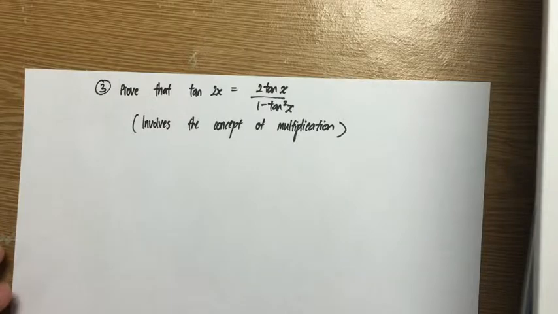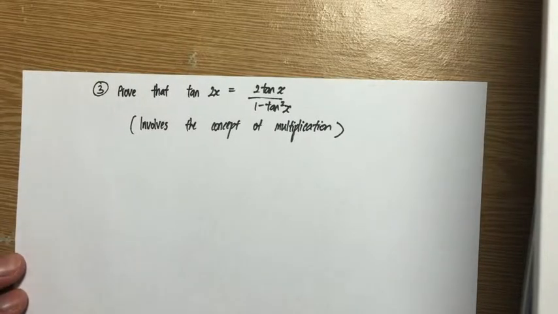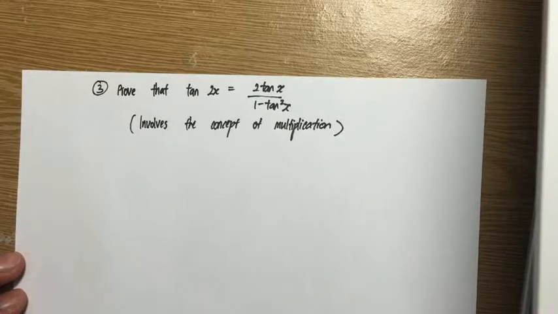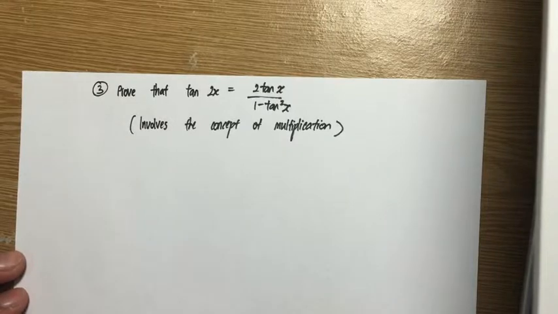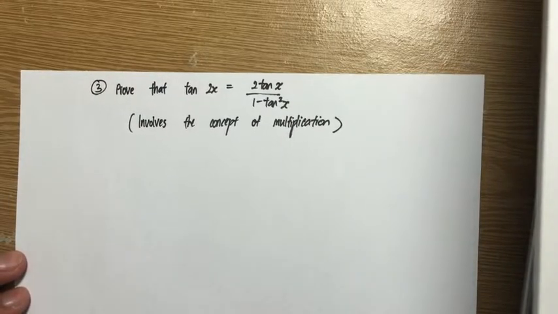The final type of questions which we can encounter in chapter 4.5 are questions which require us to involve the concept of multiplication in both the numerator and the denominator in order to prove a trigonometric identity. Over here, I have an example of a question which is asking us to prove that tangent 2x equals 2 tangent x over 1 minus tangent square x.